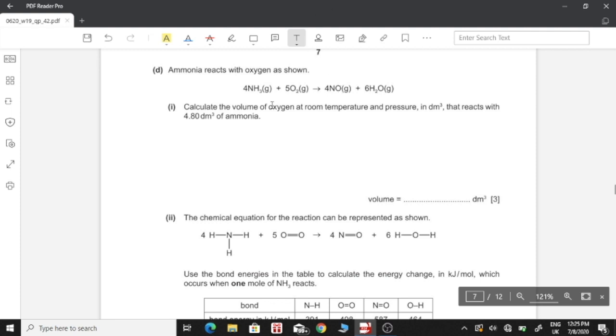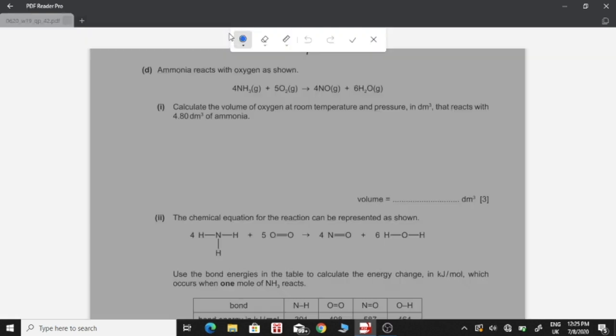Okay, calculate the volume of oxygen at room temperature and pressure in dm cube that reacts with 4.8 dm cube of ammonia. Alright, so in order for us to calculate the volume of oxygen, we need to have the molar volume and the number of moles of oxygen. Now we can find the number of moles of oxygen by using this equation, and this is how we do it. Right. So we have 4 moles of ammonia reacting with 5 moles of oxygen.